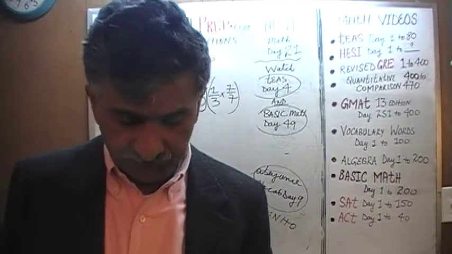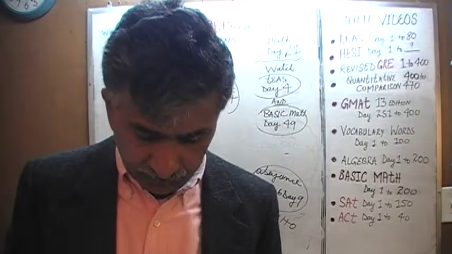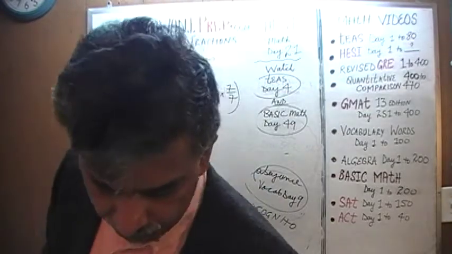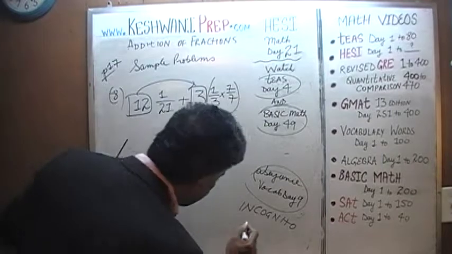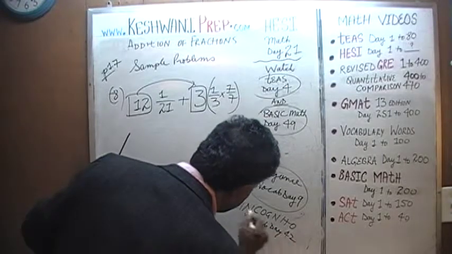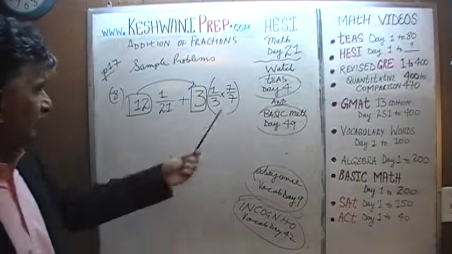I'm going to keep digressing here like this for vocabulary. Incognito is something that we learned on vocab day number 42. It just means in disguise. It's a 1 in disguise.